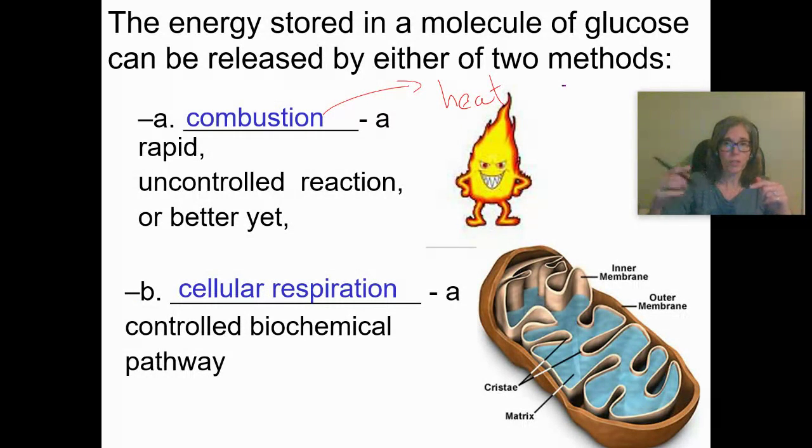So there's a whole bunch of steps. That's what the pathway part means. And biochemical means there's lots of molecules along the way, right? It's not just one step, it's a whole bunch of steps. And it takes place in the mitochondria. Most of it does anyway, unless you're a bacterium, and then it just takes place in your body.